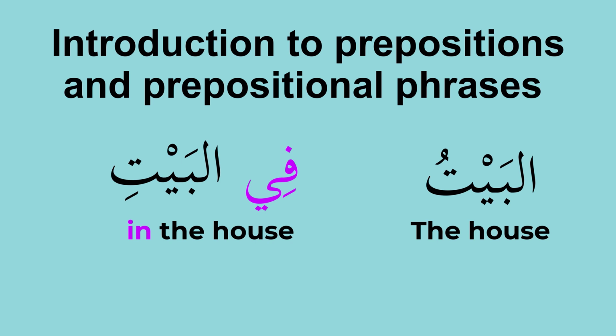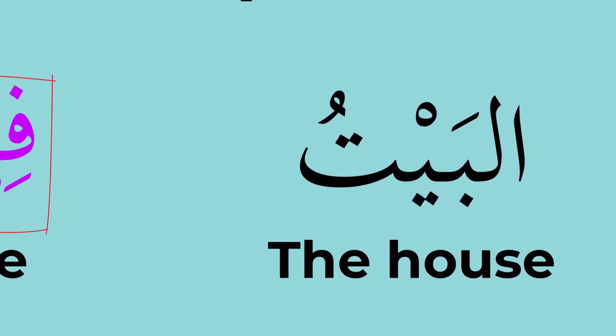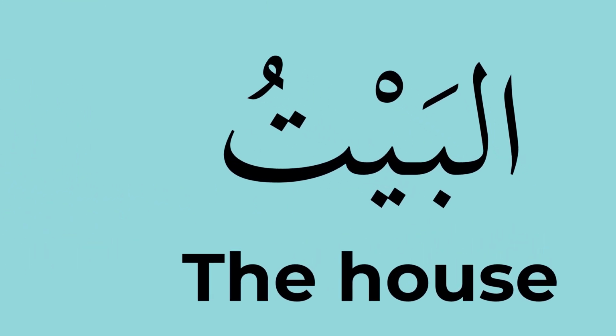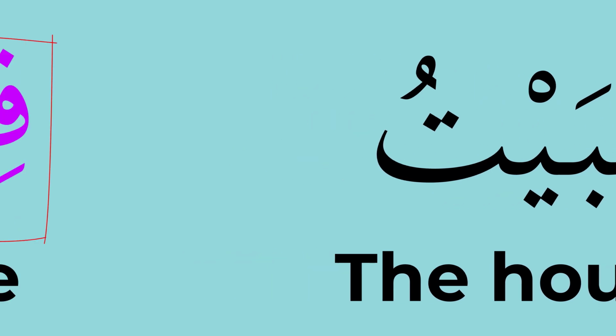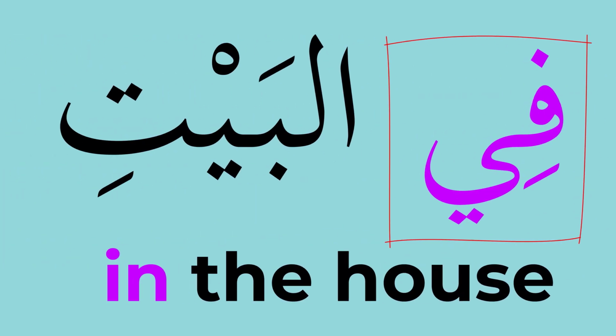Why? See, from marfu you made it into majroor. There has to be a reason. How could you do it? The reason is that before the noun, a preposition came. Al-baytu, remember tu, marfu. And now you are saying fil bayti, ti. Why? Because a preposition came.